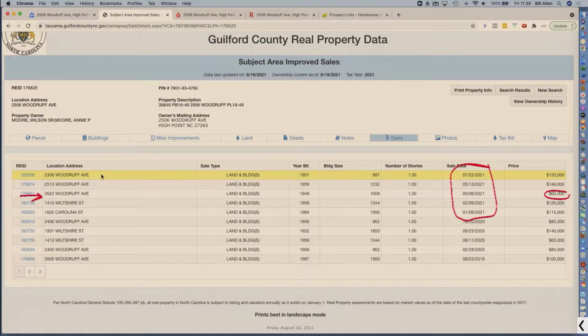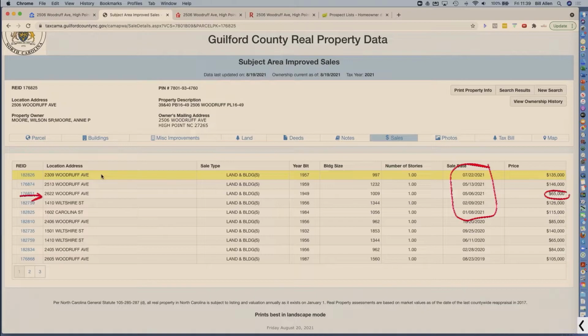So 2309 Woodruff sold July 22nd, 2021 for $135K. 2513 sold, I'm just writing this down so I can come back to it, for $146K. Let's see. 1410 Wiltshire sold on February 9th. It might be a little bit out of what I want in today's market, but I'm going to write it down, and I'm going to write down this Carolina. 1602 Carolina sold January 8th, 2021, $115K.